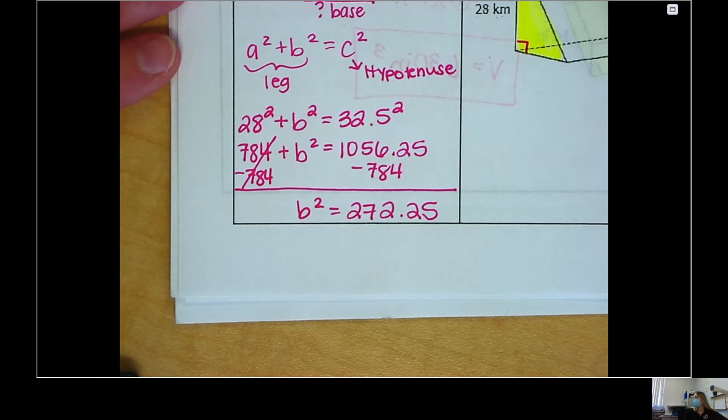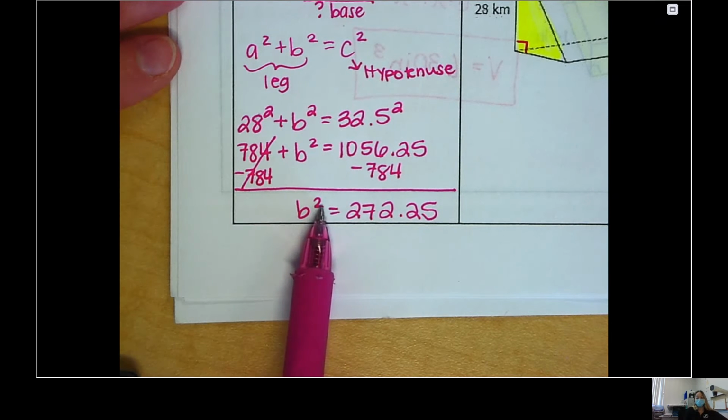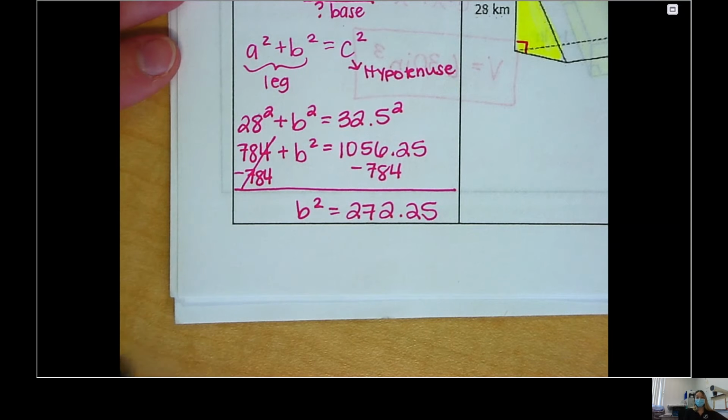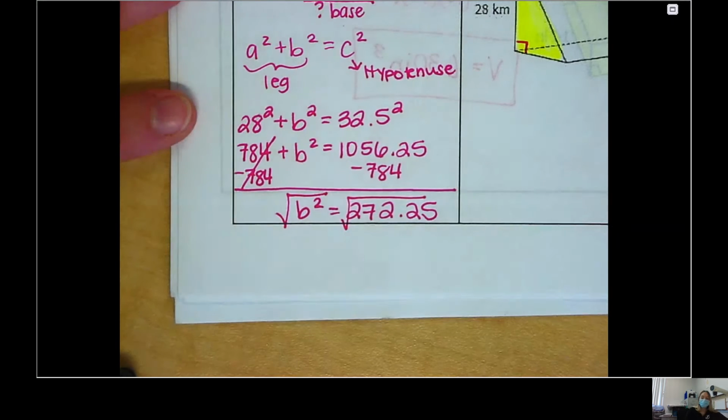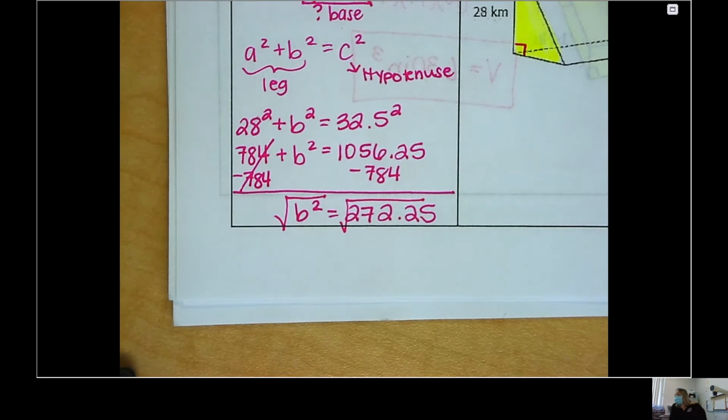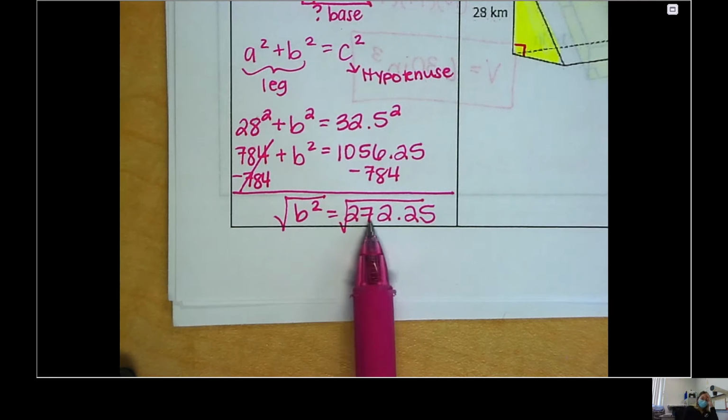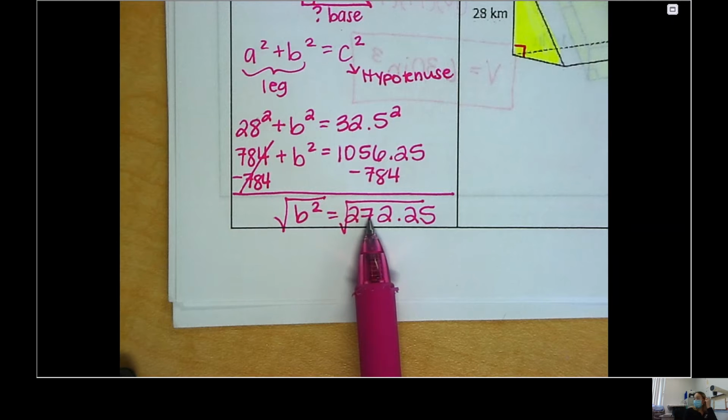What's the last step? What's the opposite of squaring something? Remember how to get rid of squaring something? Square rooting it. Very nice. We're going to square root both sides. Okay, now if you're going to put this into your calculator, you'll put the number first, 272.25, so everybody put the number into your calculator first.